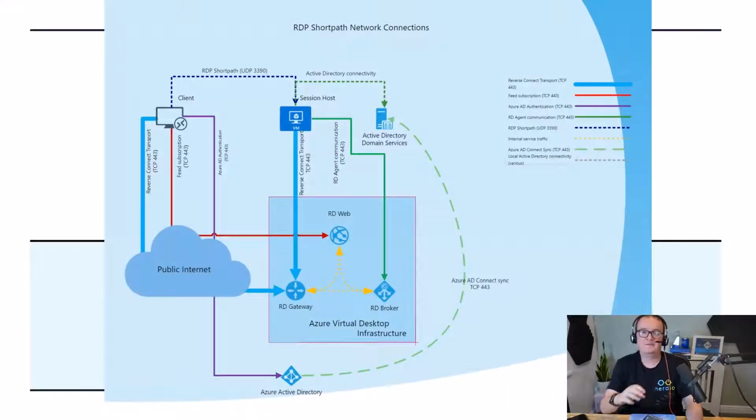And what does it look like from a network perspective? This is a quick diagram that I took off the Microsoft website. As you can see, with RDP Shortpath that was mentioned before, the client and session host have that direct connection. Without it, we're having to traverse the Azure Virtual Desktop infrastructure: the RDP broker, the RD web, the RD gateway, the public internet, we're all going through that connection. So it's a much more complicated connection, with firewalls, everything. It just makes it a lot better if you're using RDP Shortpath.